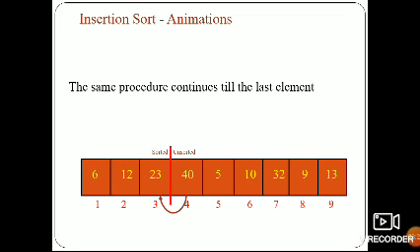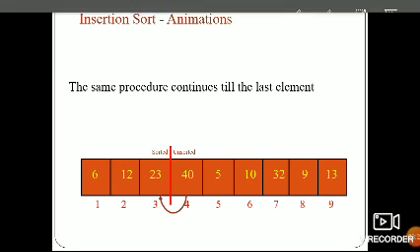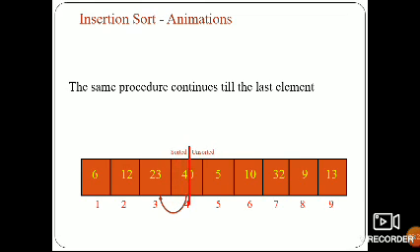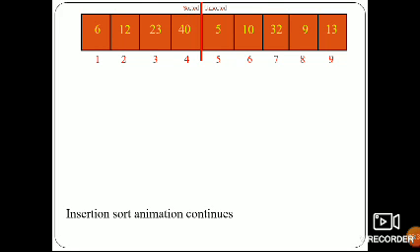Again the cursor will be moved to the next element. 40 and 5. So 40 is greater than 5, so now we need to exchange. And next, the element before, we have to keep 5, 6, 12, 23 and 40. This is in the correct order.